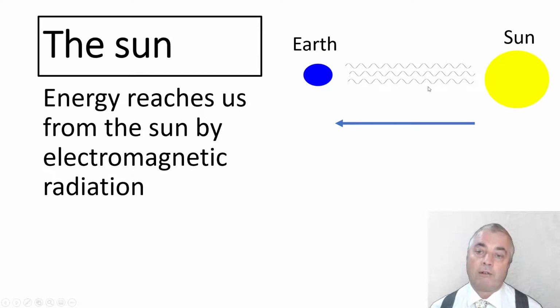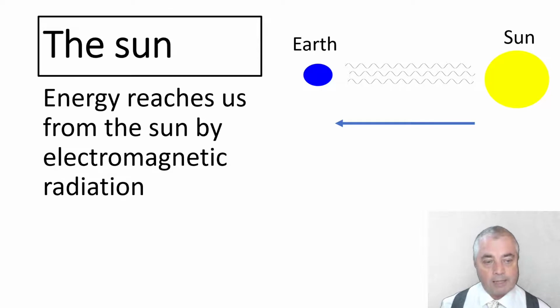They move out in all directions, and they travel through space, and they reach us on the Earth. And most of the energy that comes from the sun is transmitted as light, quite a lot as infrared radiation, and then there are other forms of radiation that come from the sun as well. So the sun provides us with the energy, and it reaches us by electromagnetic radiation.